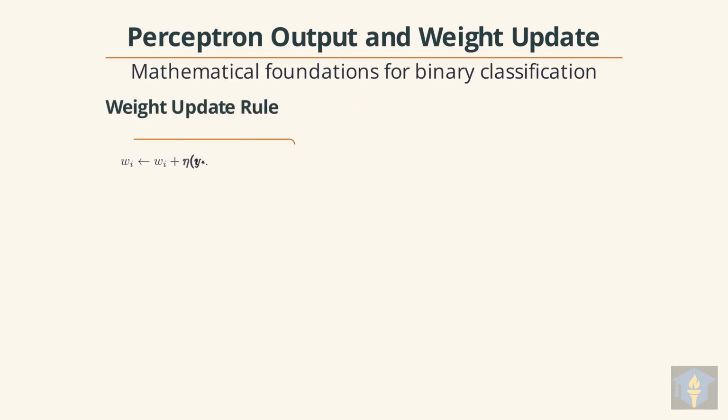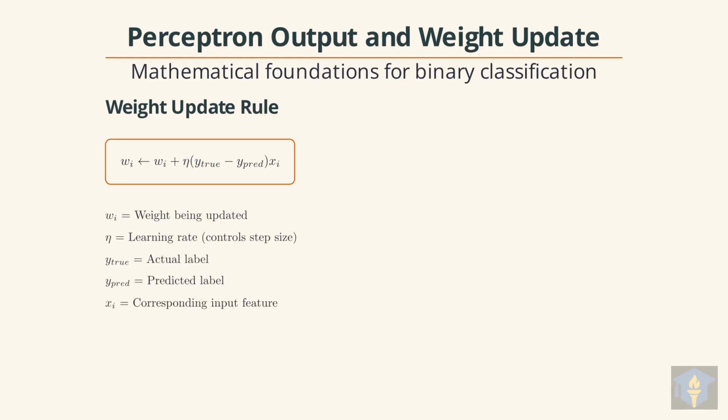Next, let's delve into the weight update rule, which is how the perceptron learns from its mistakes. The updated weight wi is the old wi plus eta times the difference between y true and y pred, multiplied by xi. Here, wi refers to the specific weight that is currently undergoing an adjustment during training. Eta is the learning rate, a crucial parameter that controls the step size of our updates.